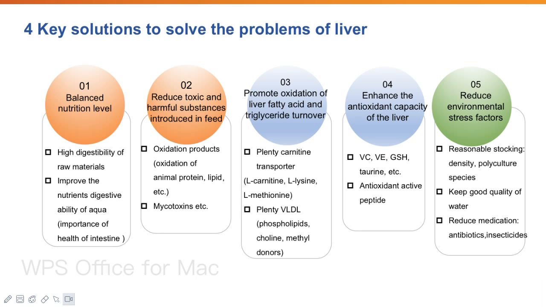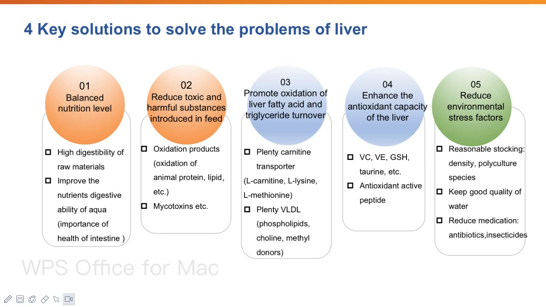The fourth is to enhance the antioxidant capacity of the liver and alleviate the damage caused by the bad factors to liver cells. The common antioxidant substances in fat are vitamin C and vitamin E.